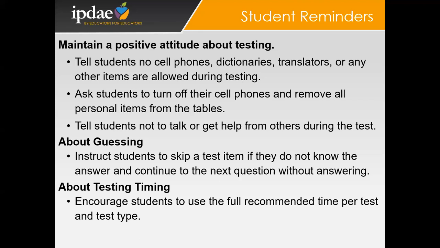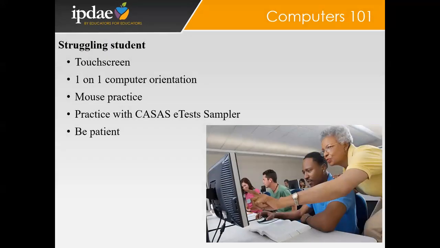And about test timing. So encourage your students to utilize the entire recommended time allocated for each test and test type. If a student is facing difficulties with using the computer, which we know happens from time to time, right, consider using a device with a touchscreen interface to assist them. Now, if you do not have a touchscreen, you as a coordinator or as an administrator or as a proctor may need to provide personalized computer orientation, including basic tasks such as practicing how to use a mouse.